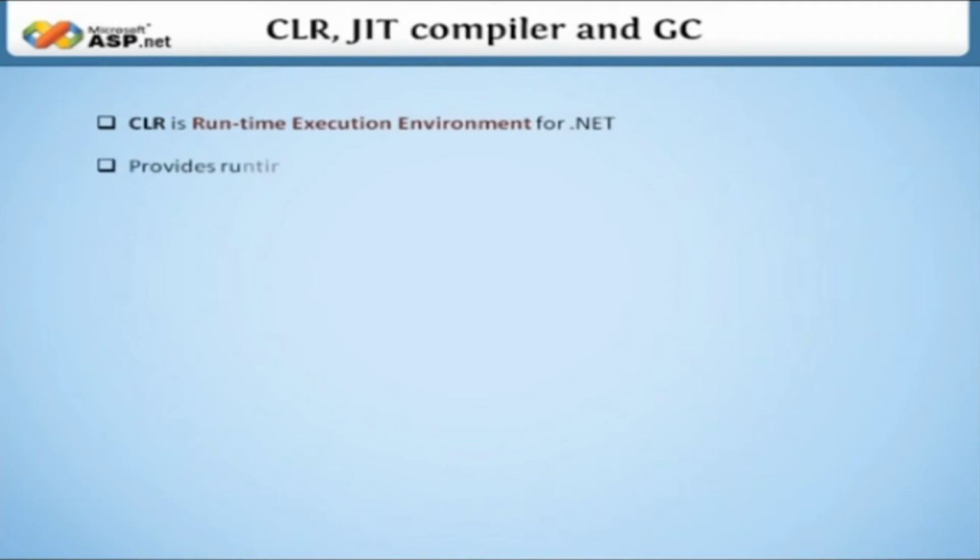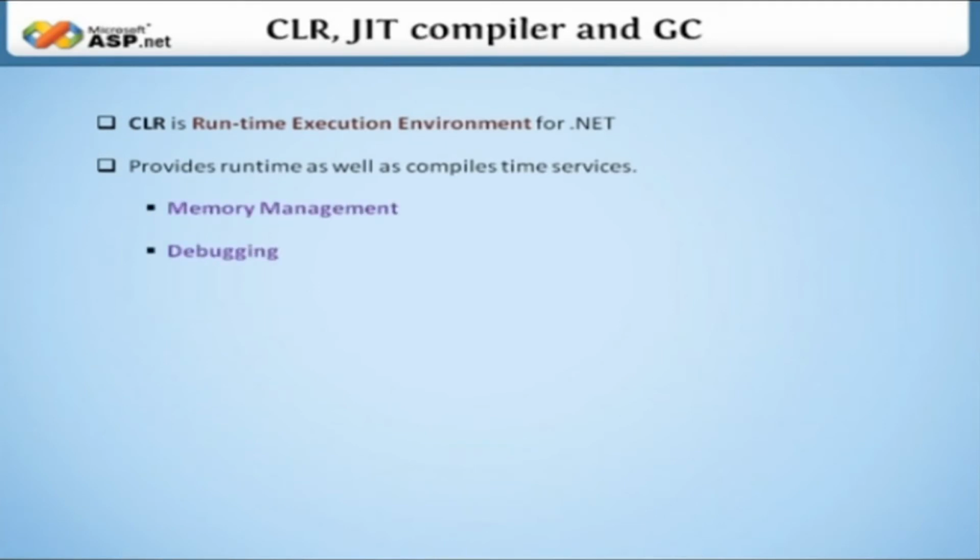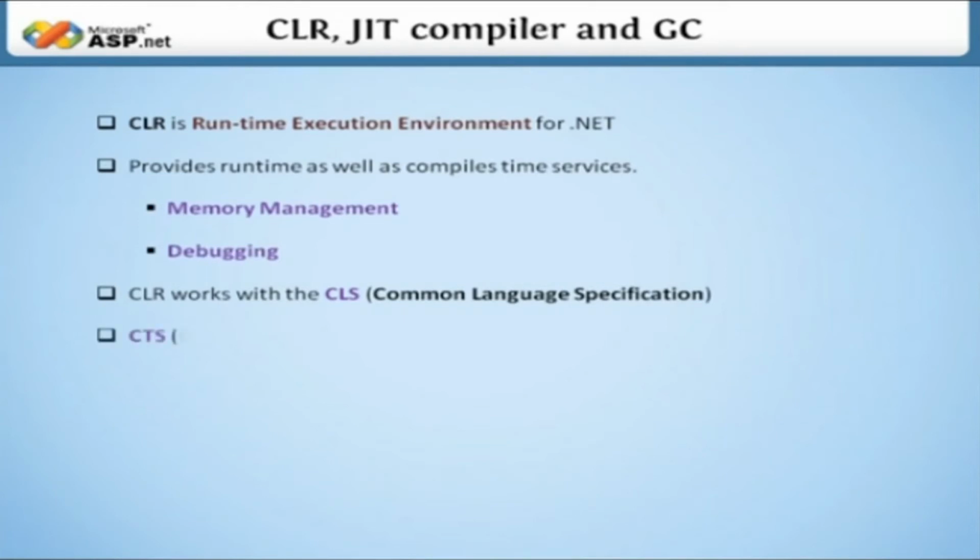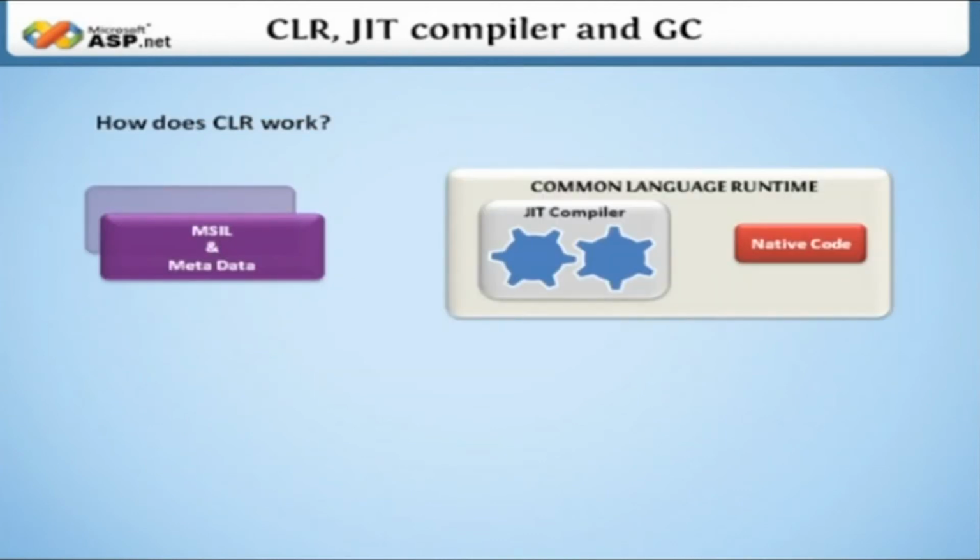Common Language Runtime, or CLR, JIT Compiler, and GC. CLR is the Runtime Execution Environment for .NET. It provides runtime as well as compile time services, for example, memory management and debugging. CLR works with the CLS, the Common Language Specification, and CTS, the Common Type System, to ensure language interoperability. How does it work? Well, let's see how the source code is converted into native code.